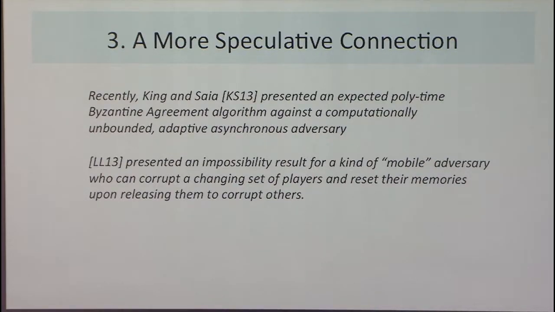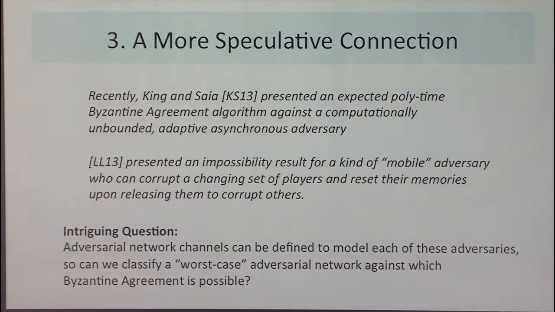So I would like to consider a sort of adversary that corrupts a changing set of players. And I showed under a certain model of this that you can't do this. But the more intriguing question is, okay, I can think about a mobile adversary as a network adversary, as errors on the channels, sort of more globally in the protocol.